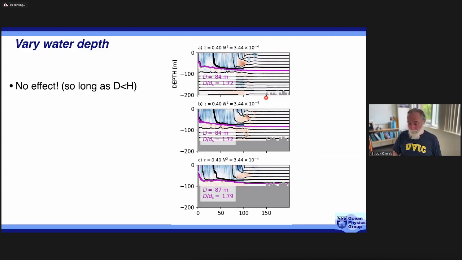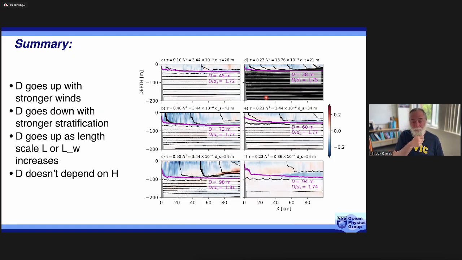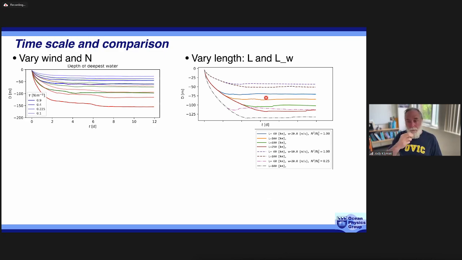If you also vary the water depth, that's another free characteristic. If you vary the water depth, then you find that there's really not much variation in terms of how deep things get. So this does not depend on the water depth. Okay, so just to summarize all that, as you get stronger winds, weaker stratification, D goes up. As it goes longer, then that increases.